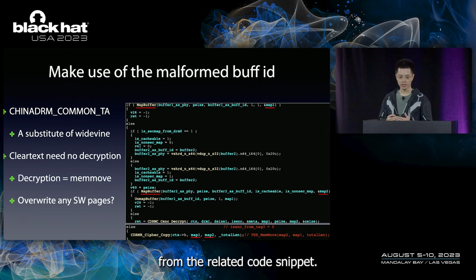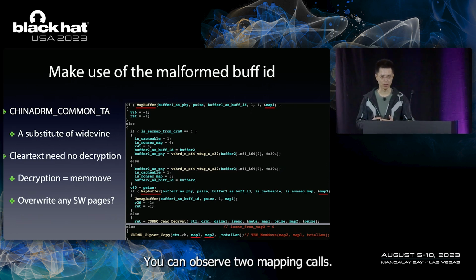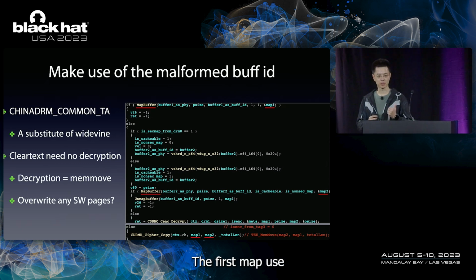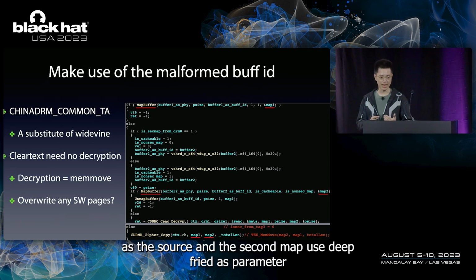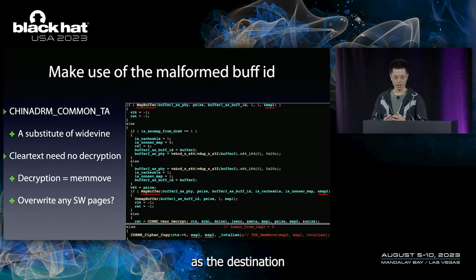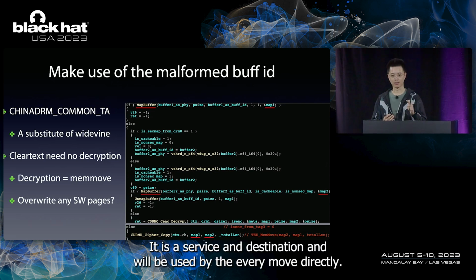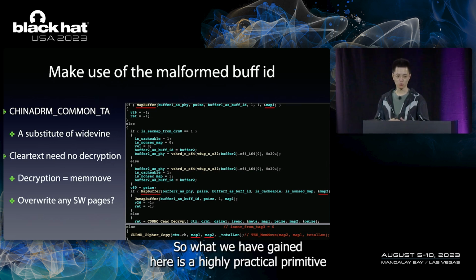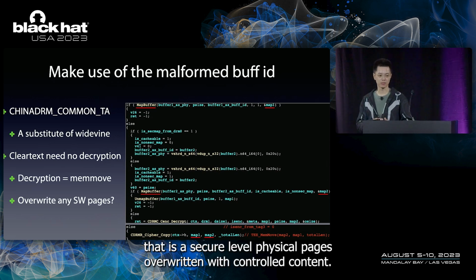From the related code snippet, you can observe two mapping calls. The first map uses an ION buffer that we control as the source. And the second map uses the buffer ID as the parameter to map the correlated physical pages as the destination. Obviously, this source and destination will be used by the memory move directly. So what we have gained here is a highly practical primitive. That is, secure level physical pages overwritten with controlled content.